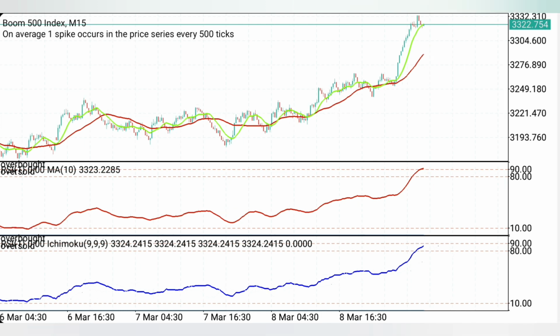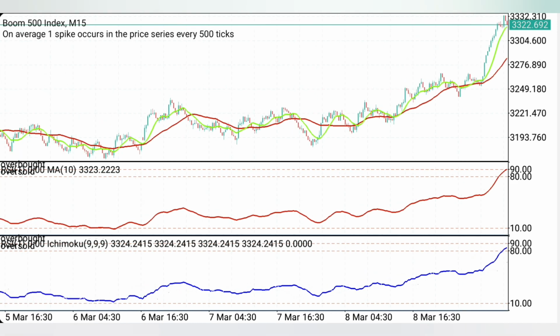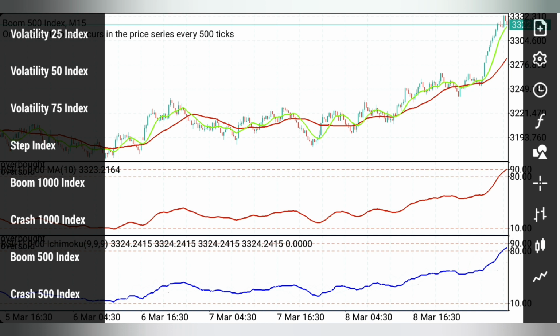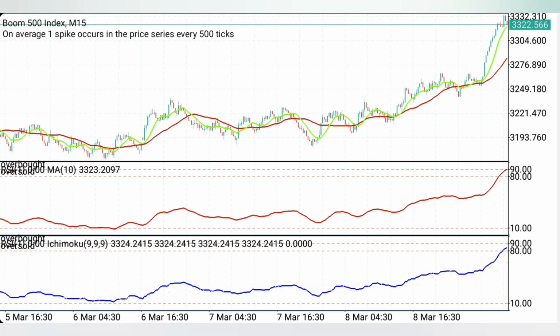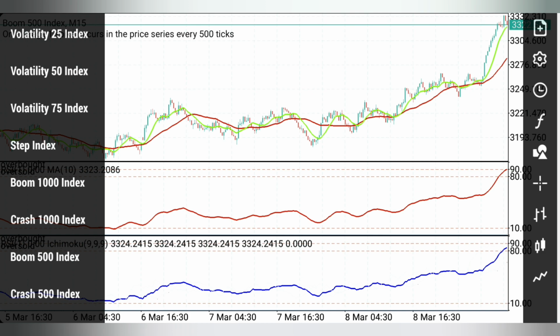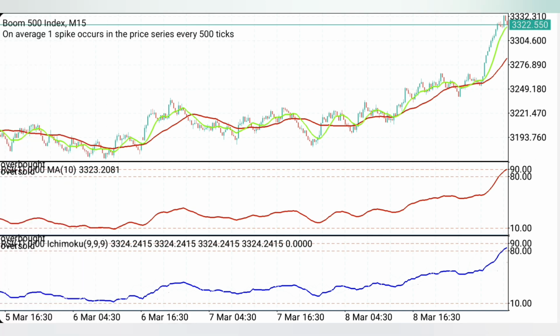All right, so right about now, ladies and gentlemen, I am going to give you some rules of how you trade with this kind of strategy. The first thing that you should understand is that I do not recommend trading this on step index. Do not use it for step index. Very dangerous. You might lose all your money. Don't use this strategy to trade with step index, but you can use it to trade with any other kind of pair.